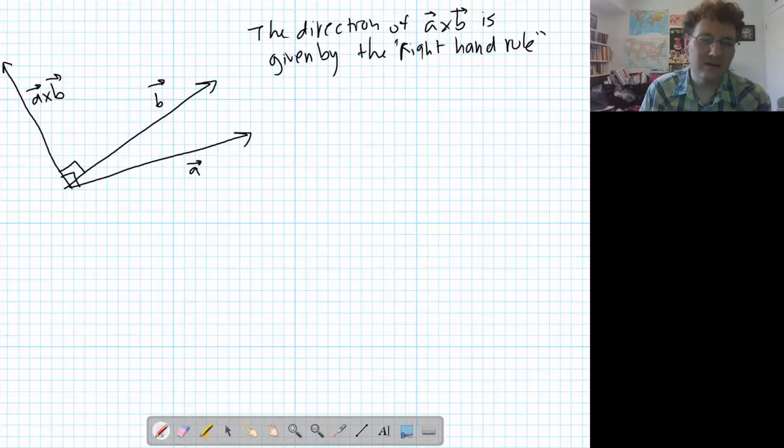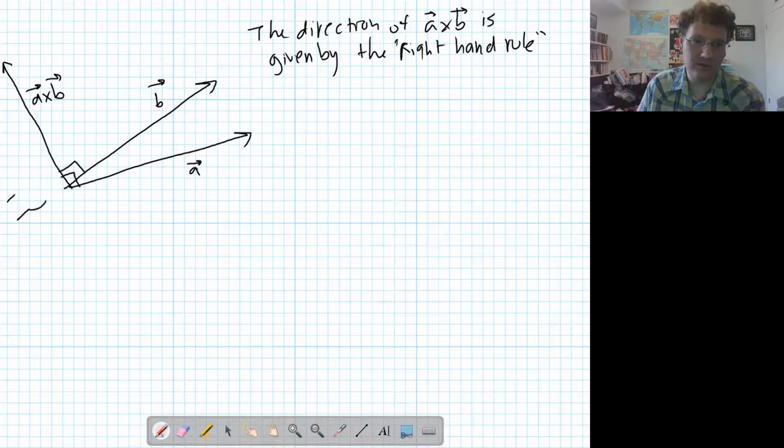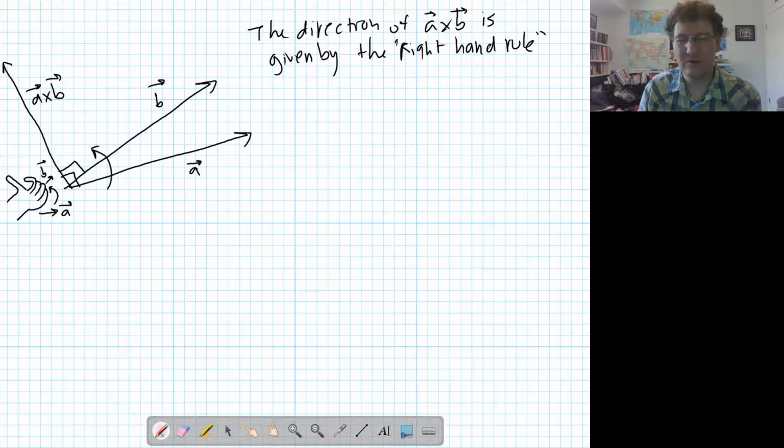The right-hand rule says that if you take your right hand with your fingers curled around in the direction from A to B, then your thumb is going to be pointing in the direction of A cross B. So using your right hand with its curled fingers gives you the direction of A cross B, which tells you that B cross A will be pointing in the opposite direction.